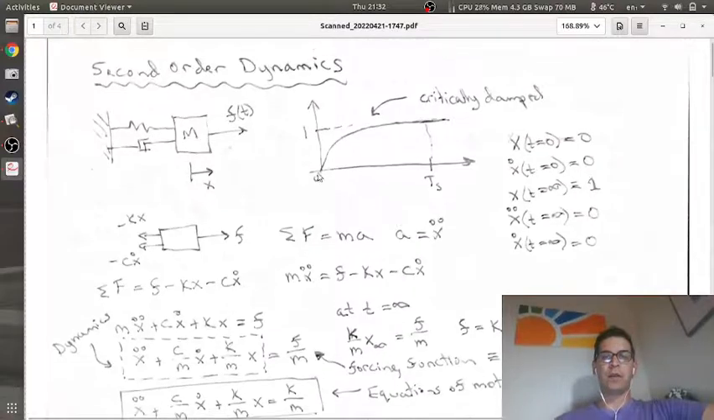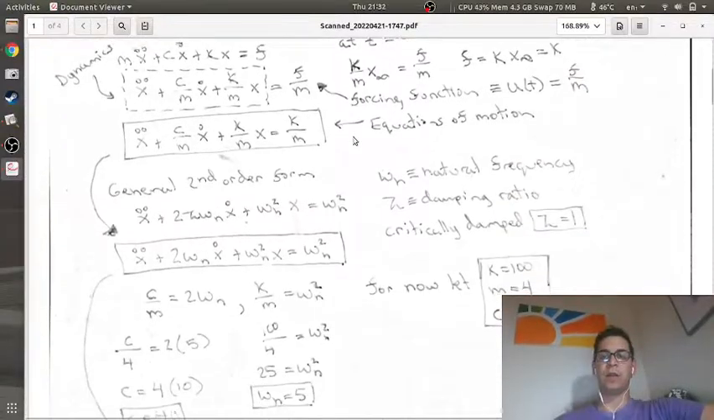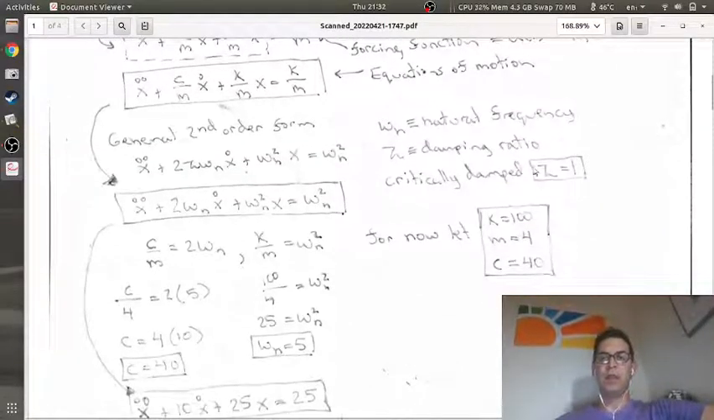Now, in my solution here, I have a critically damped system. And a critically damped system means that there are no oscillations. And when there are no oscillations, the damping ratio is equal to 1. And so the equation collapses, where zeta basically drops out, and you get this equation here.